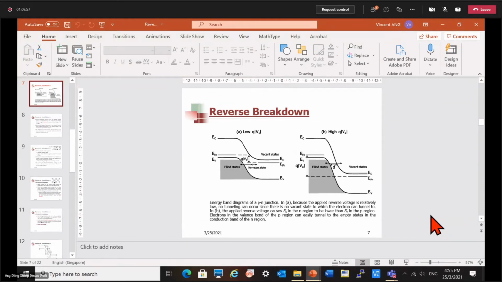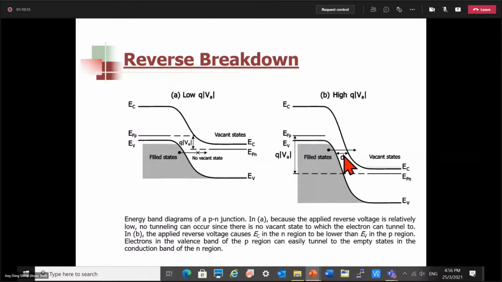Hi, Prof. Could I know why the Fermi level is not aligned when the reverse breakdown voltage is high? Okay, your question is related to this diagram, I believe. So why are the Fermi levels not aligned when the reverse bias voltage is high? Is that your question? Yes.